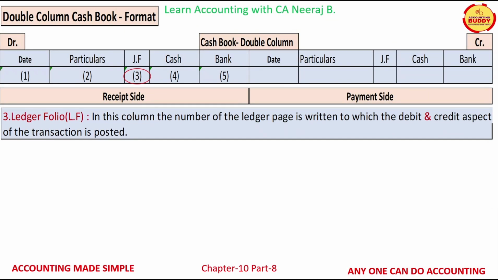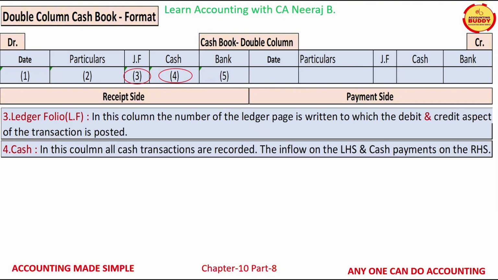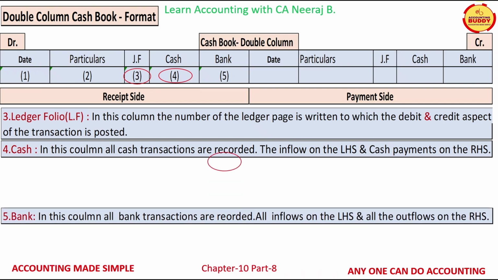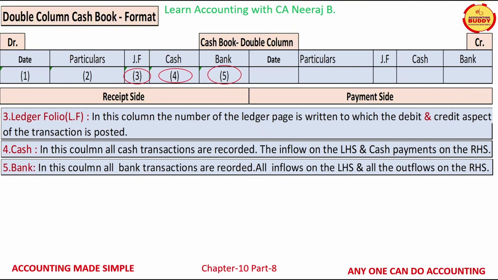Column number 3 is for ledger folio and is written as LF. In this column, the number of the ledger page is written to which the debit and the credit aspects of the transaction is posted. Column number 4 is to record all cash transactions. The cash inflow is recorded on the left hand debit side and the cash payments are recorded on the right hand credit side. Column number 5 is to record all bank transactions. All bank inflows or transactions which increases the bank balance are recorded on the left hand debit side, while all the outflows or the transactions which reduces the bank balance are recorded on the right hand credit side.